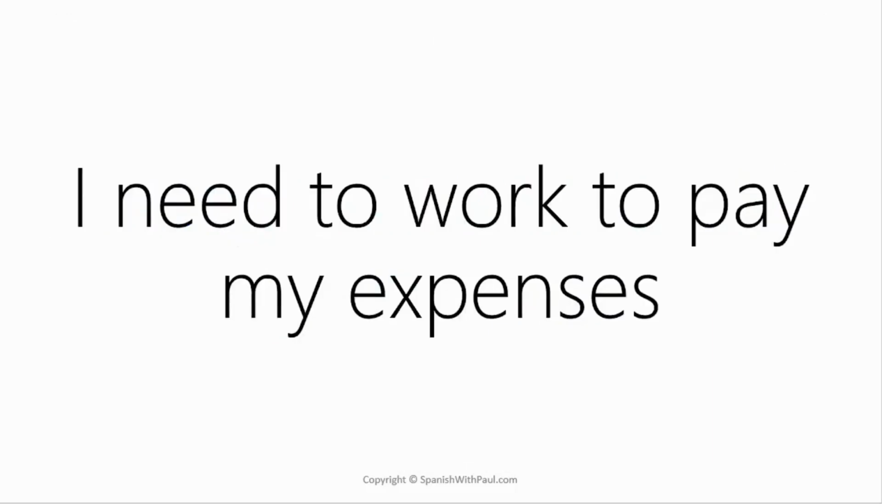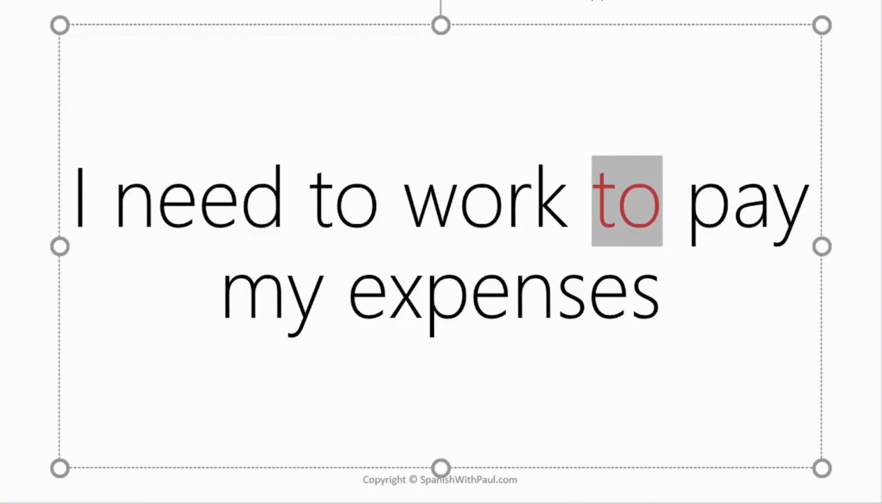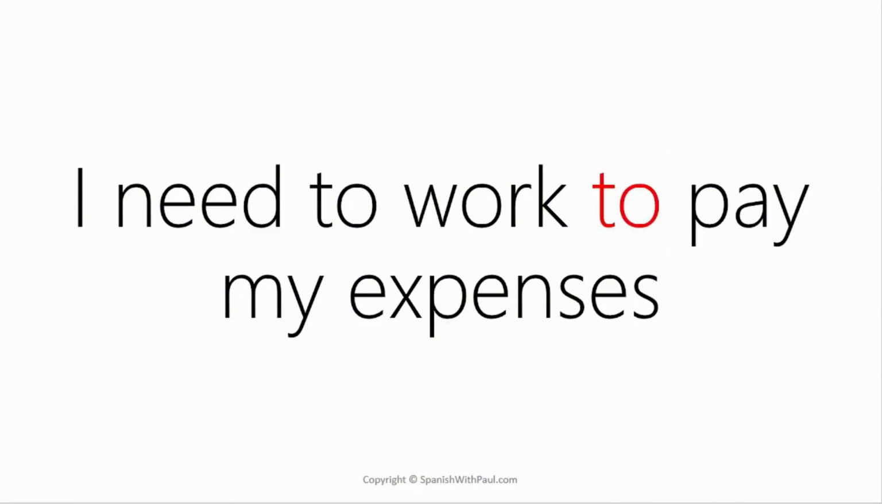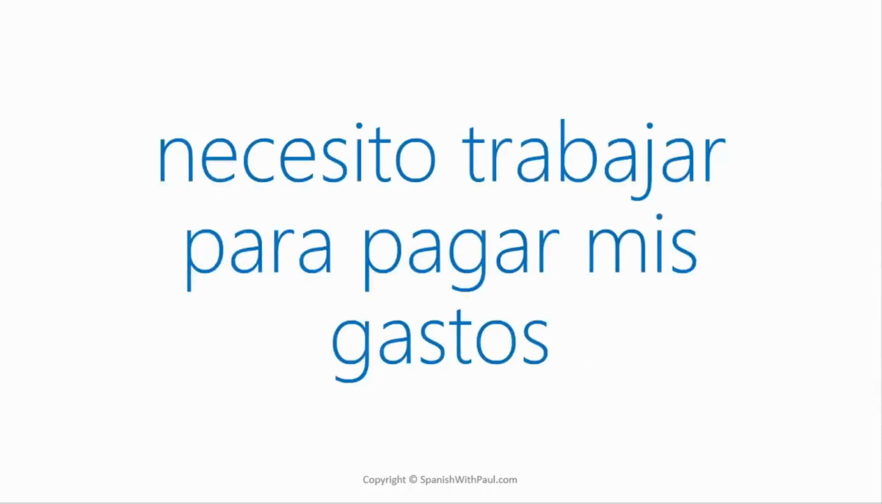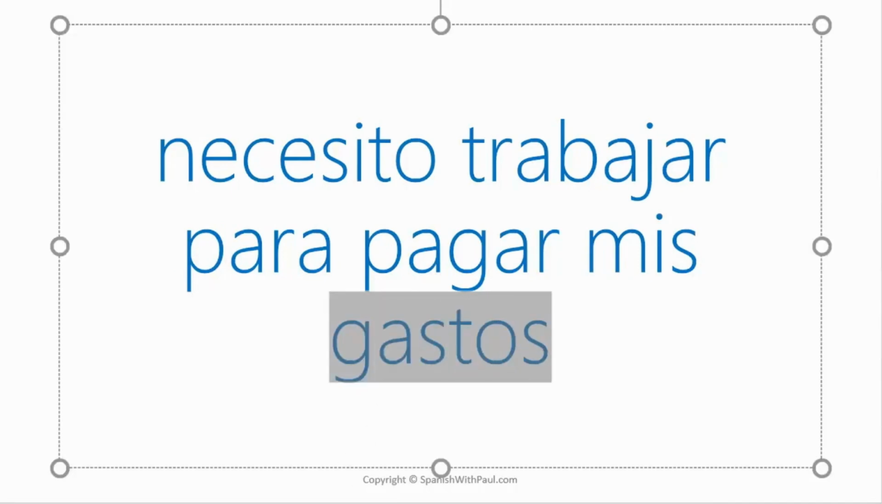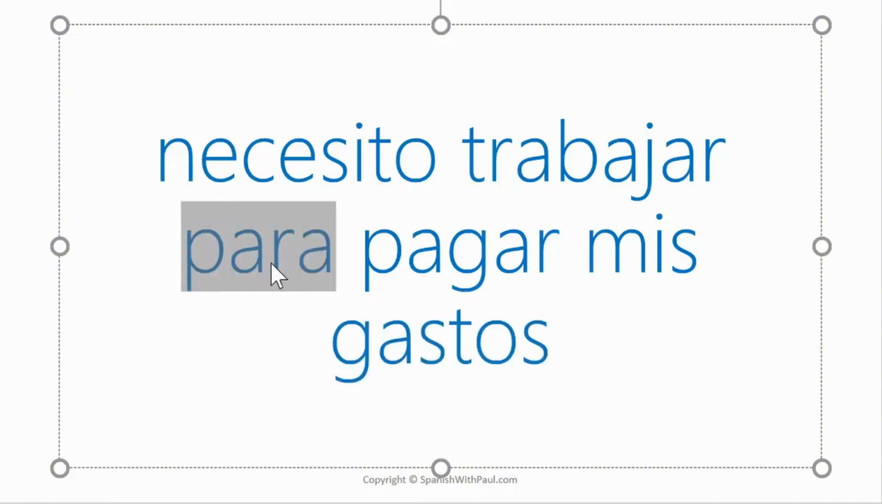Here we have, I need to work to pay my expenses. Now, once again, we can highlight this "to" because we could also say in English, I need to work in order to pay my expenses. You can see the same thing happening here. So again, Spanish at this point in the phrase will put in para. The translation would be, necesito trabajar para pagar mis gastos. Gastos is the word for expenses. And here you can see para. So I need to work in order to pay my expenses.